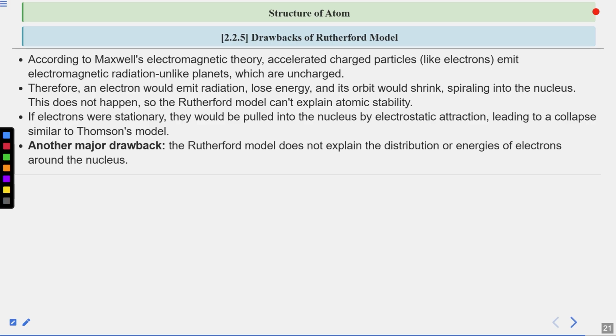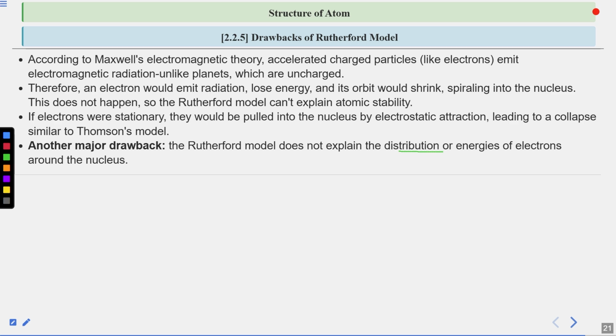The next major setback for the Rutherford model was that he does not explain the distribution of energies, that is, how the electrons are present around the nucleus. He said that they are revolving around the nucleus, but what is the position of that electron? Are they present at a distance of 2 nanometers, or at a distance of 200 meters? That was not explained by Rutherford. If this was not explained, then we cannot guess the energies either, because we are unaware of the distance and the force.